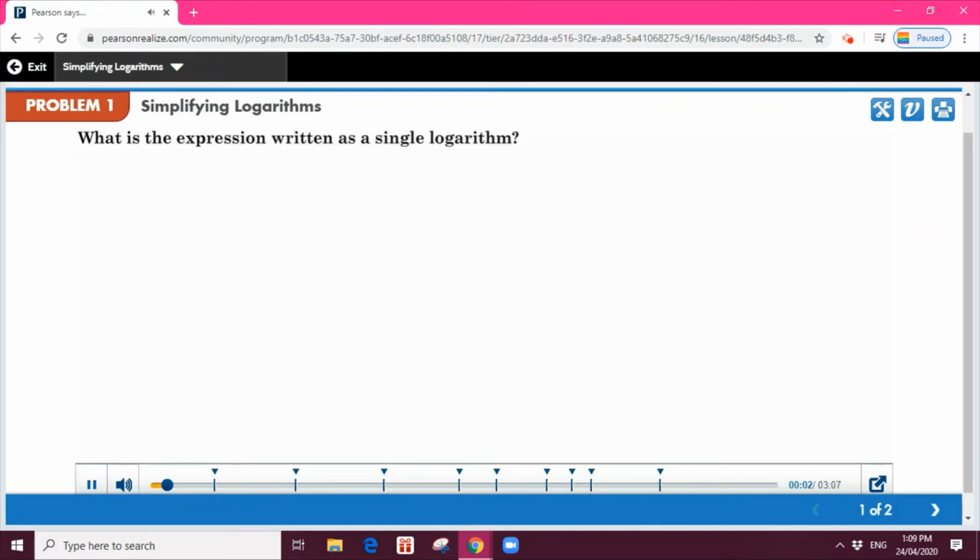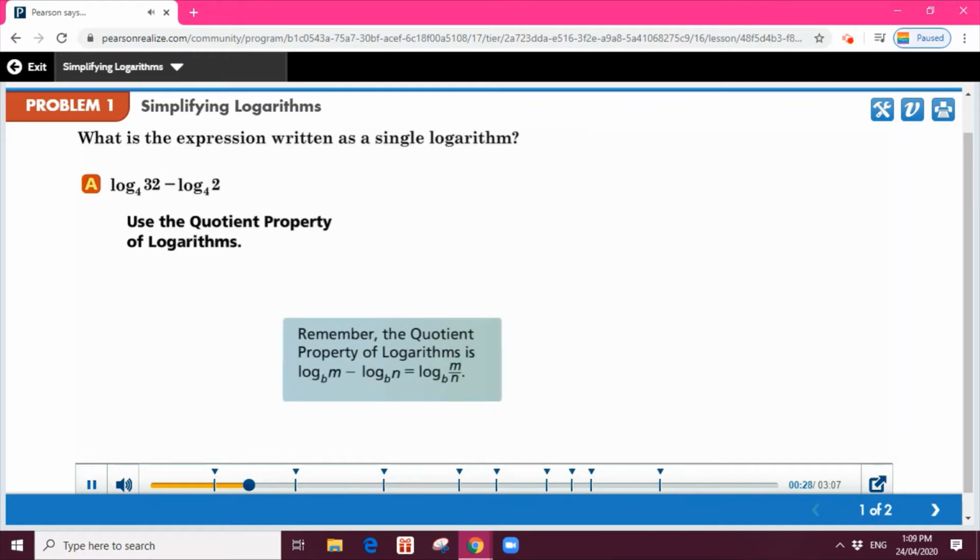In this problem, you will simplify logarithms. What is the expression written as a single logarithm? Part A. Log base 4 of 32 minus log base 4 of 2. Use the quotient property of logarithms to rewrite the expression.